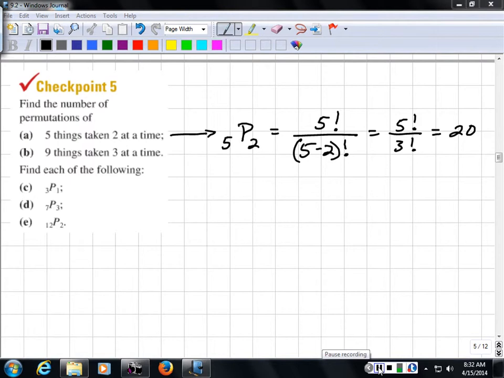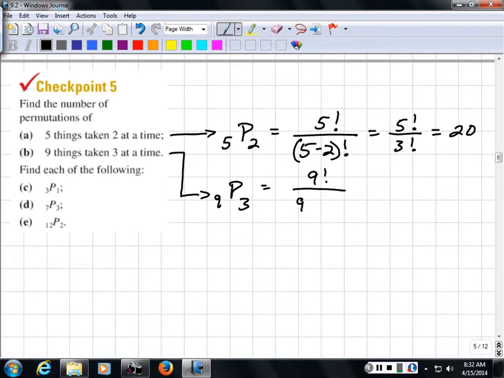So 9 things taken 3 at a time. That's going to be 9P3. So we need to go ahead and calculate, which is 9 factorial over (9 minus 3) factorial, which is 9 factorial over 6 factorial. And just using that calculator, you're going to get 504.